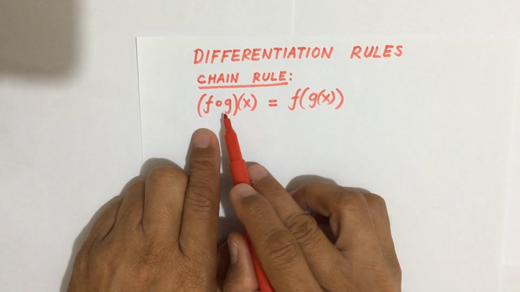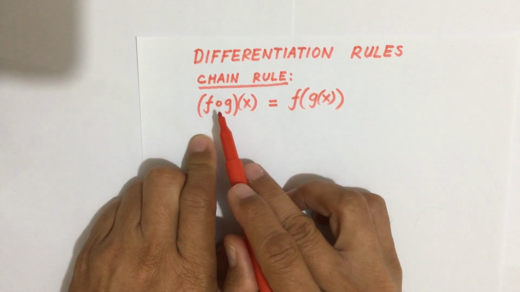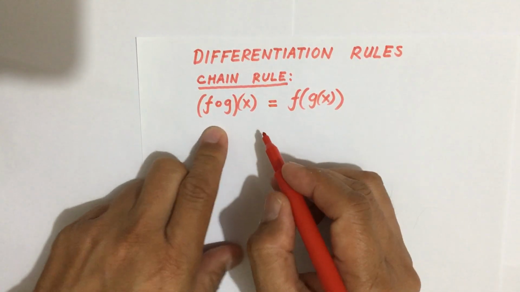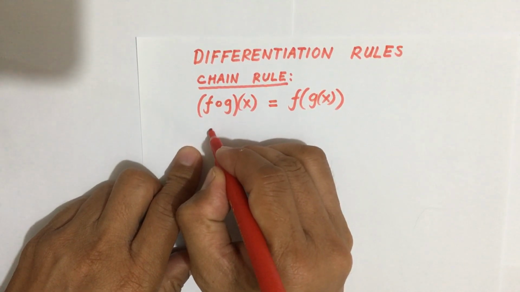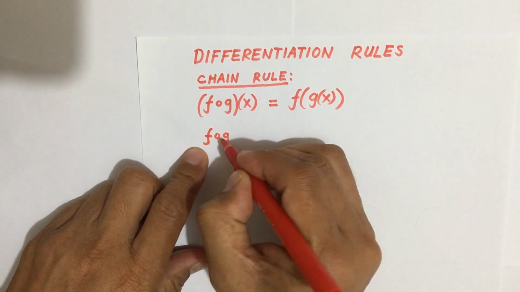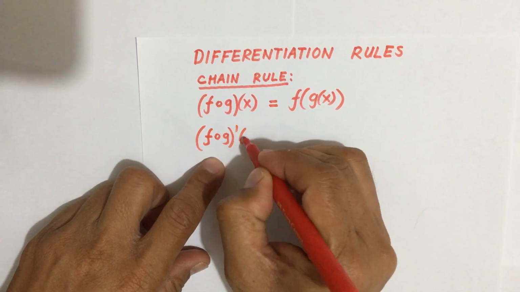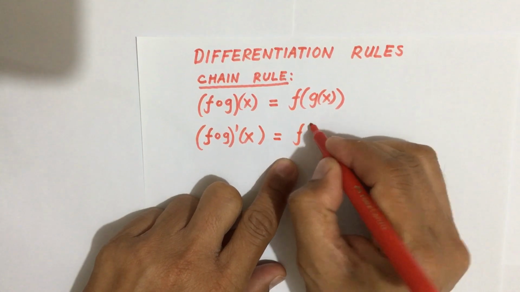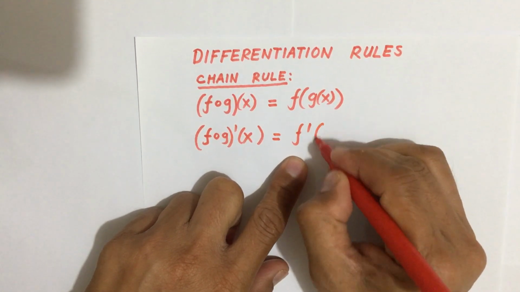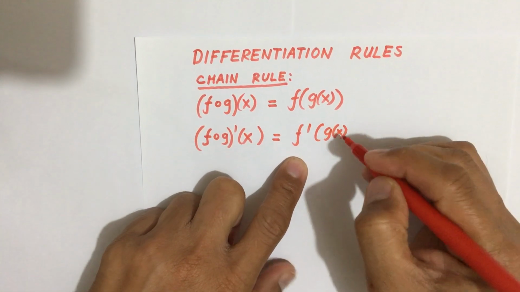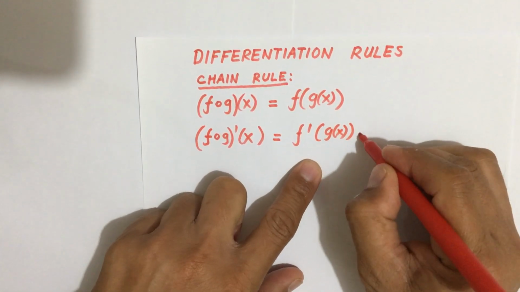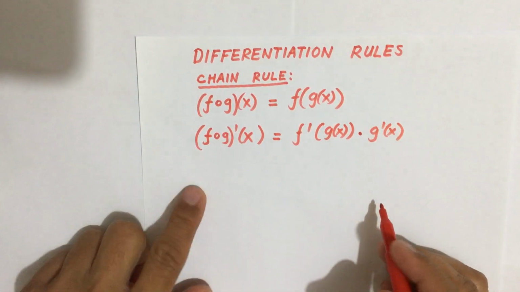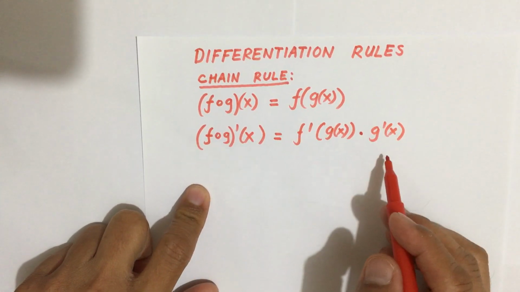is differentiable at x. And this is given in this notation, that the derivative of the composite function of x is equal to f prime of g of x multiplied by g prime of x. Okay, so that's the formula for the derivative of the composite function.